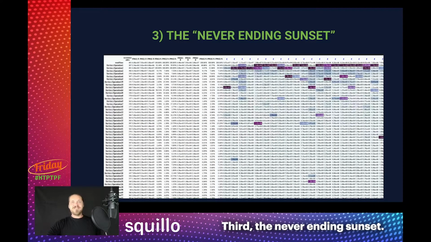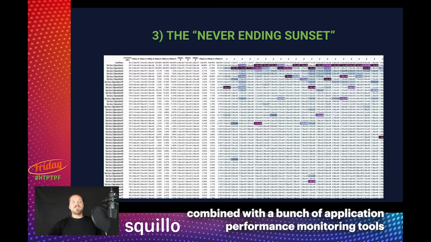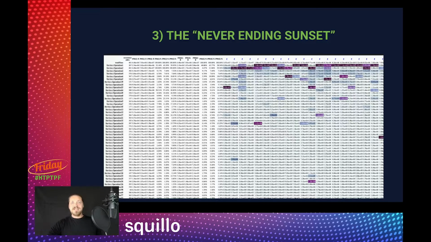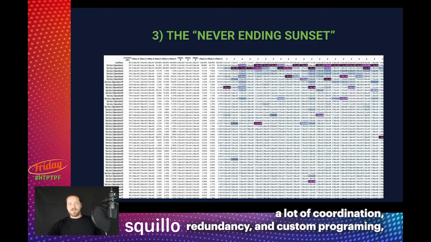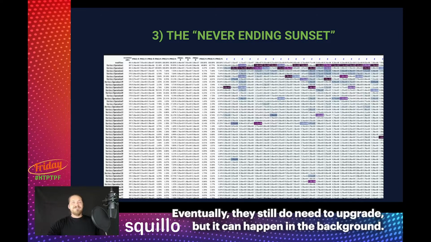Third, the never-ending sunset. You can use some sophisticated routing that serves the correct data for the correct version, combined with a bunch of application performance monitoring tools to slowly sunset your old versions. This typically takes a lot of coordination, redundancy, and custom programming, but your users aren't distracted as they use your app. Eventually, they still do need to upgrade, but it can happen in the background.